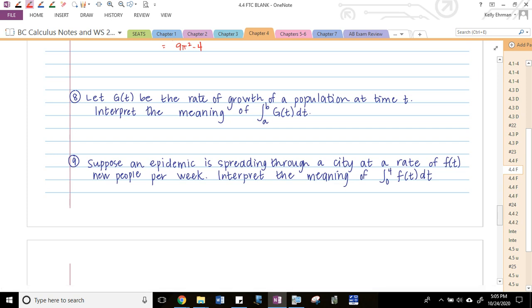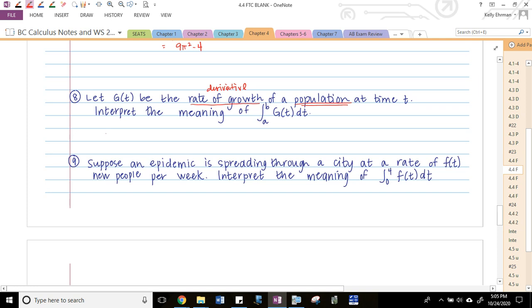Let g of t be the rate of growth of a population at time t. So g of t, even though it doesn't say prime on it, it is a derivative because it's a rate of change. So interpret the meaning of the integral from b to a of g of t dt. When you take the integral of a derivative, you get the original function. And the original function is a population function.